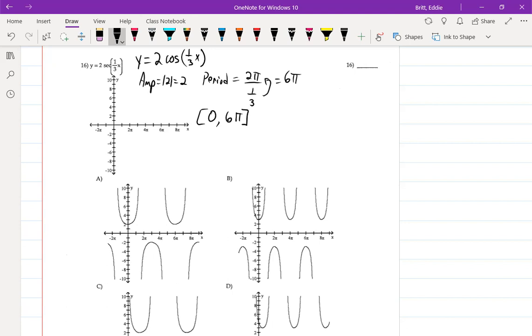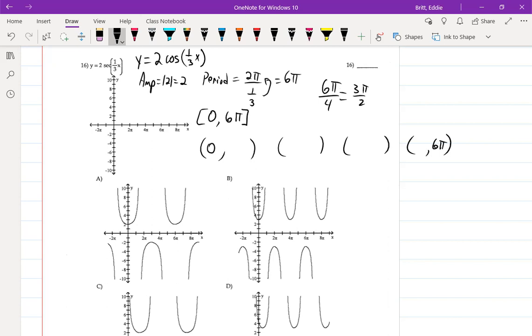So I need to get my 4 subintervals. All right, so I start at 0, I end at 6 pi. Now I need to figure out what do I add each time. Well, you take the period and you divide by 4, since there's 4 subintervals. So that's 3 pi over 2. We need to add 3 pi over 2 to a significant point to get the next significant point.